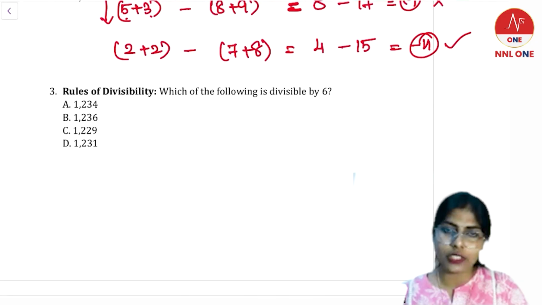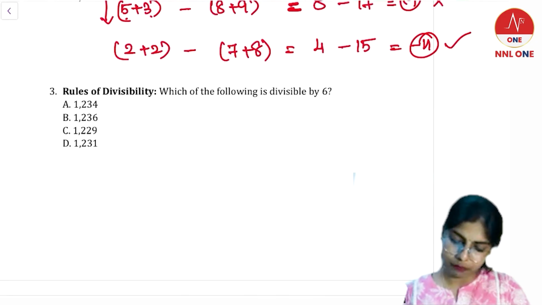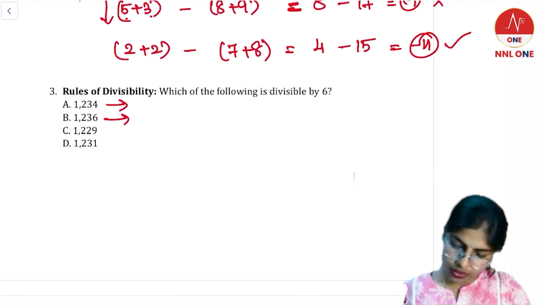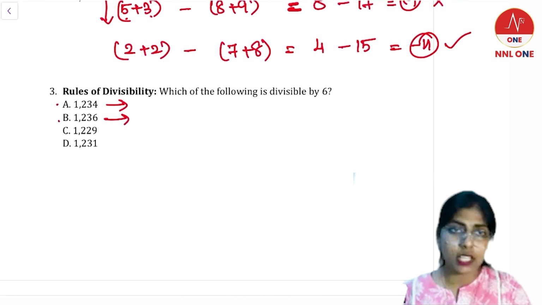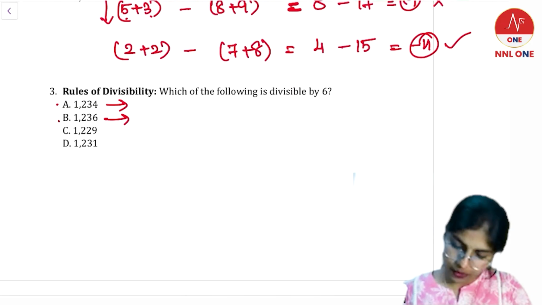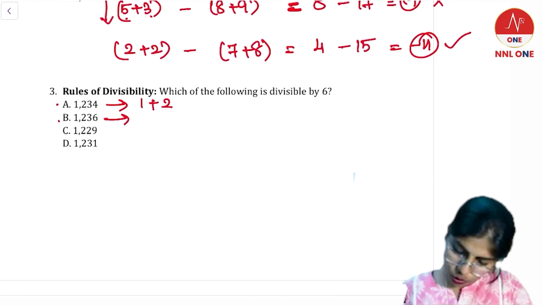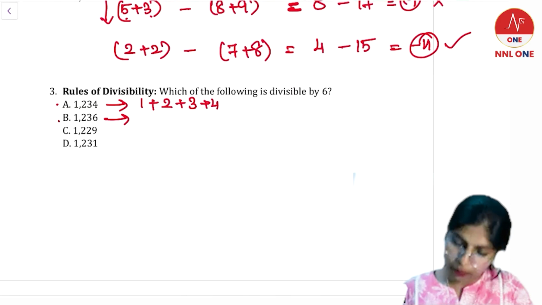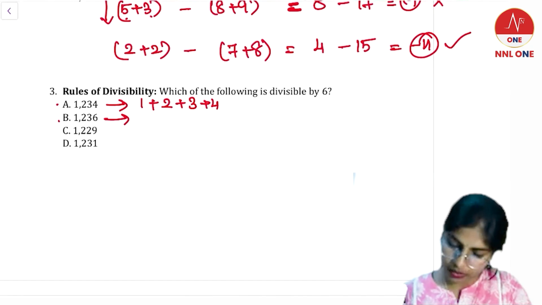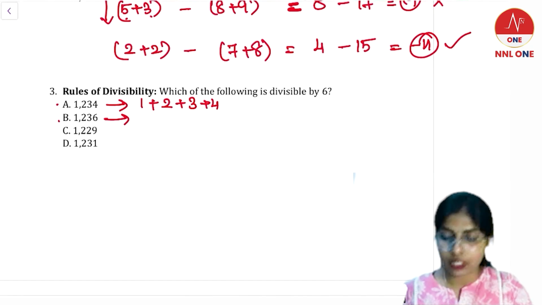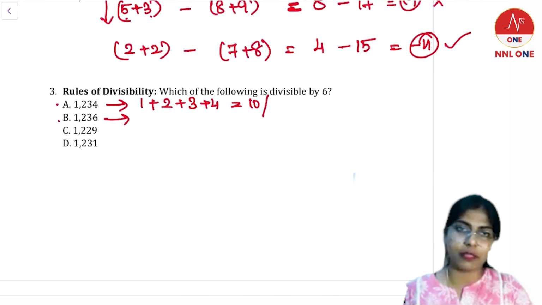Now we'll go with the divisibility rule of 3. We are going to do the sum of the digits as we have only 2 options based on the applicable rule of 2. Okay, so 1 plus 2 plus 3 plus 4. I'm applying the divisibility rule of 3. 1 plus 2 is 3. 3 plus 3 is 6. 6 plus 4 is 10. So 10 is definitely not divisible by 3.